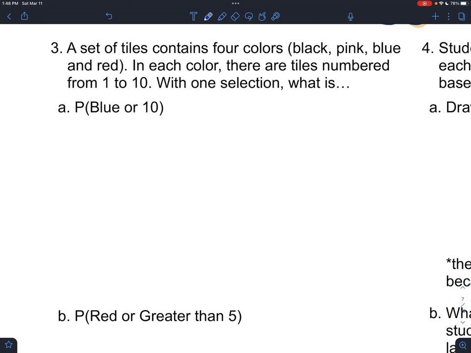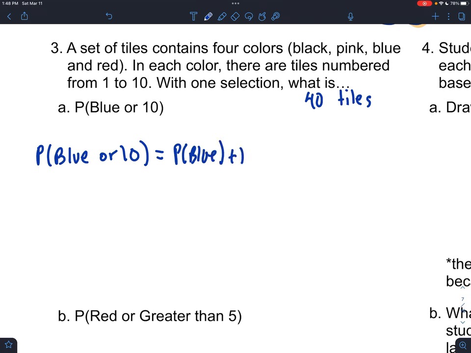But let's take a look at some more examples then. So we have some tiles, 4 colors, and they're all 1 through 10. So that means we have 40 tiles. So I don't want to write out all 40 tiles. So I'm going to use our formula, which says that if you want it to be blue or a 10, you do the probability of one of them plus the probability of another minus the probability that both happen.